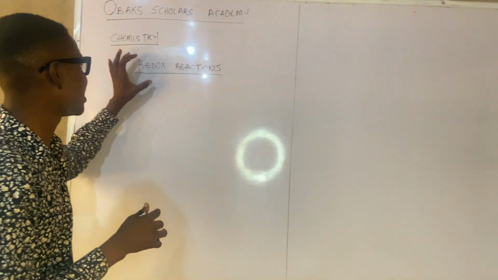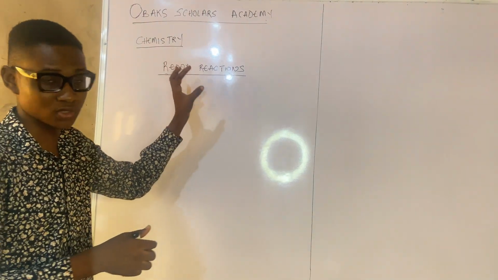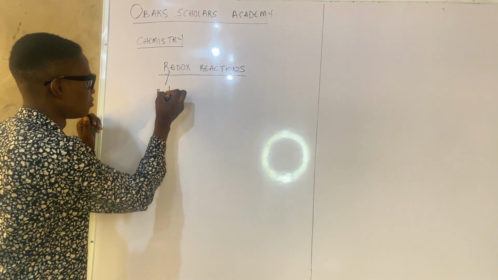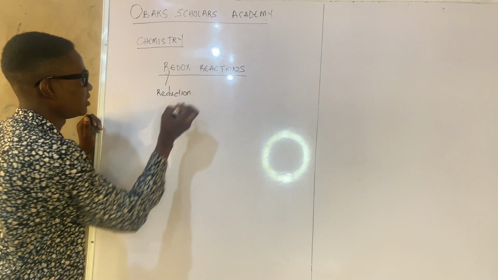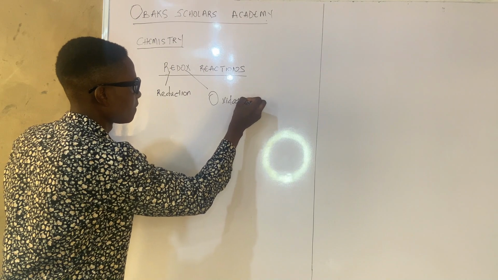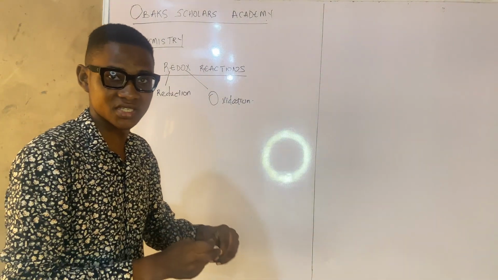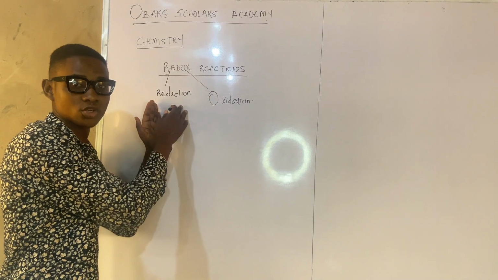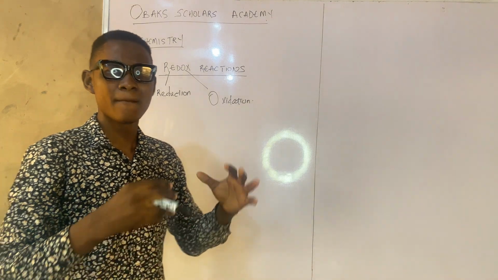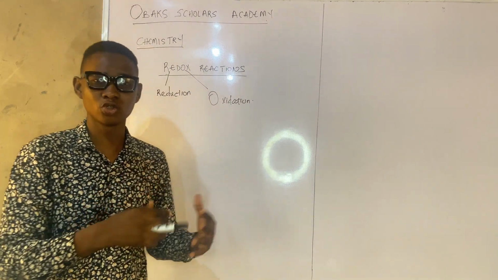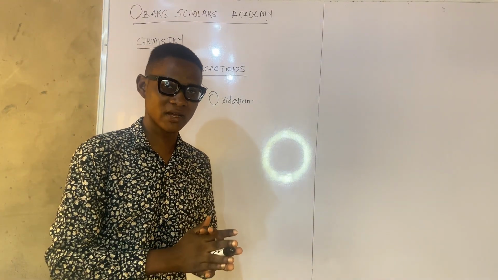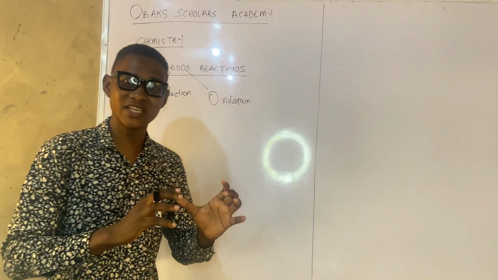So now, redox reaction. The reason why it's named redox reaction is because this one here means reduction. I hope I'm writing clearly. This one means oxidation. So redox reaction simply means a reaction that undergoes reduction and oxidation. And before you can know if an element or a particular compound undergoes reduction or oxidation, you must know the concept of oxidation number.